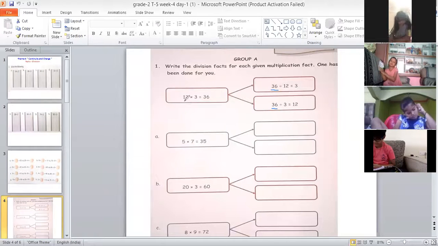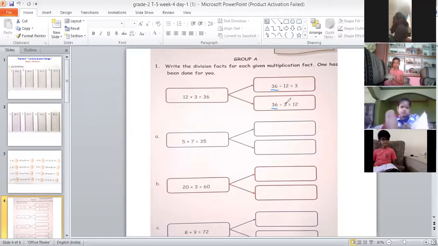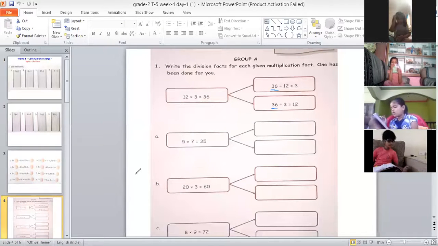Now you can write either of these two numbers. Either you can write 12 or you can write 3. It's up to you. So in the first one, they wrote 12 after the division symbol. So this is 36 divided by 12. And which number is left? Only 3 is left here. So we will write 3 after the equal to sign. Now in the next division fact, we will interchange the position of 3 and 12. It's only this much.